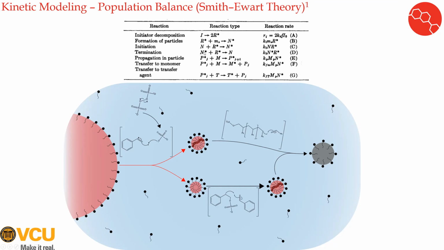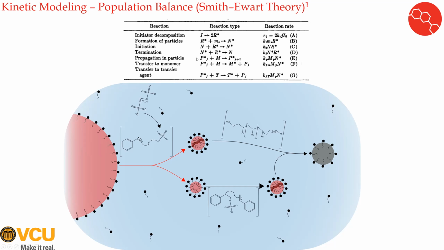If the radical enters an active polymer particle, termination occurs in which the active polymer particle is no longer active, but it's still a polymer particle, and that's represented by this letter N here, which is the total number of polymer particles. Also called a dead polymer particle. The dead polymer particle can be reinitiated by a radical and thus can go back to being an active polymer particle. And so you can see here that the active polymer particles and the number of dead polymer particles are both functions of time.